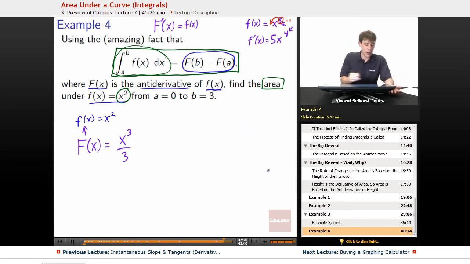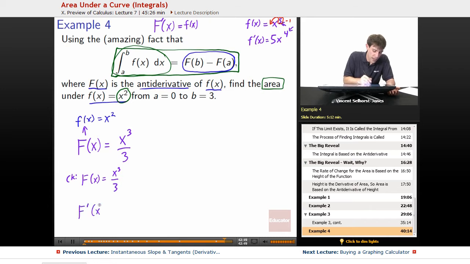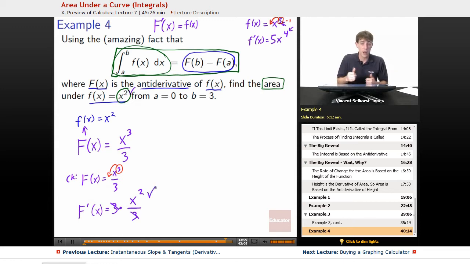Let's check and make sure that works. If big F of x is equal to x cubed over 3, then the derivative of big F of x should turn out to be little f of x. We bring the cubed exponent down to the front, so that's 3 times x, and 3 minus 1 becomes a 2. It's still divided by 3. The 3s cancel out, and we've got x squared, which is what we started off with. That checks out. Great, so now we've figured out our antiderivative.